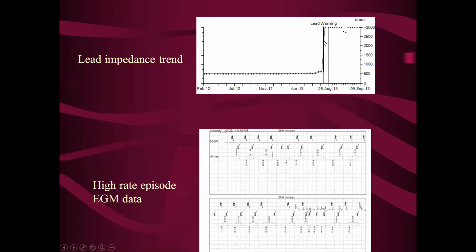And then abruptly around August, you can see a huge jump in the impedance reading to really an open circuit, more than 3,000 ohms. And so that's the point when the wire is broken. And you can see all the subsequent measurements after that are high impedance readings.